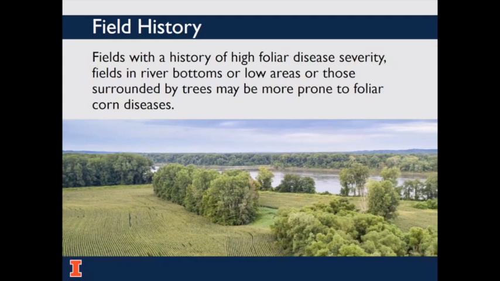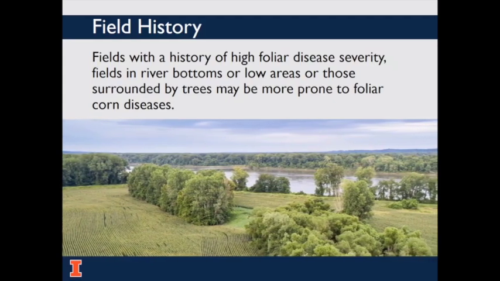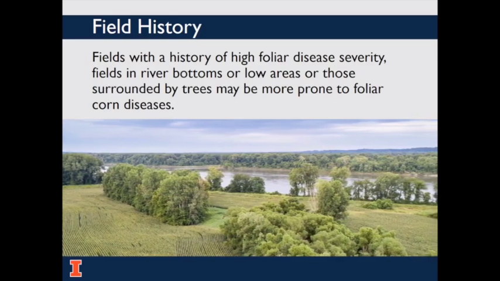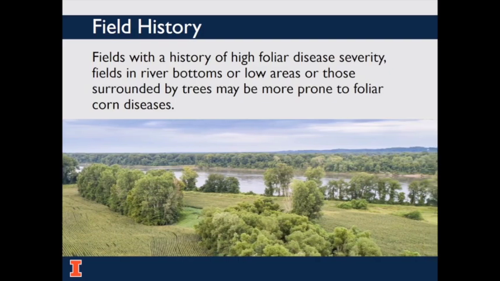Does the field have a history of corn disease? Fields with previously high disease severity, fields in river bottoms or low areas, or those surrounded by trees may be more prone to foliar corn diseases, thus increasing their risk factor.